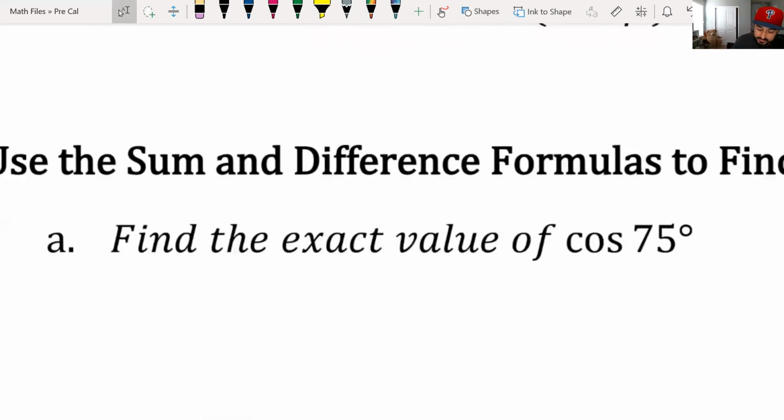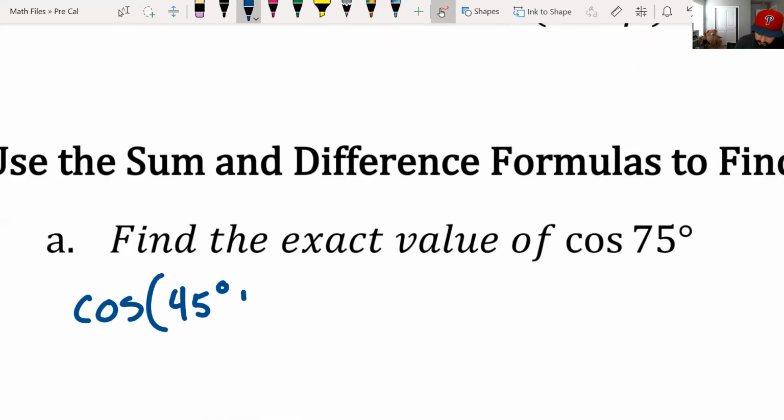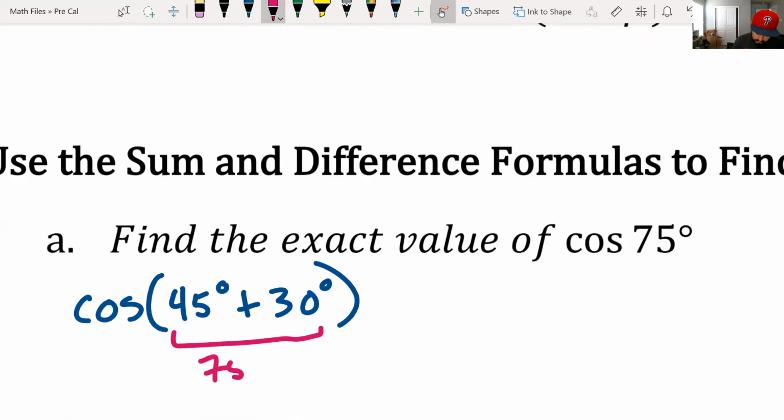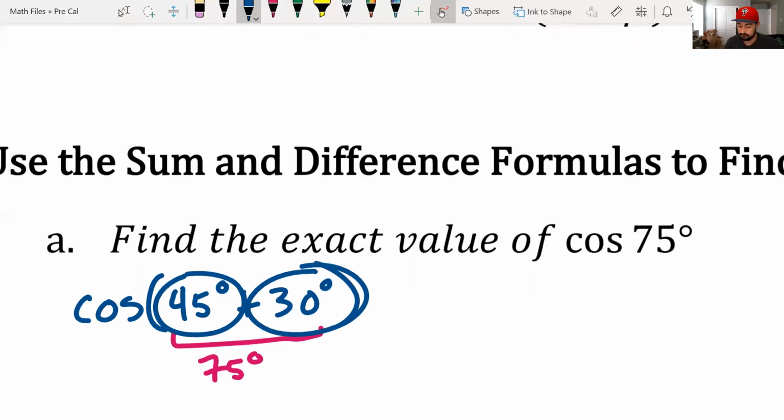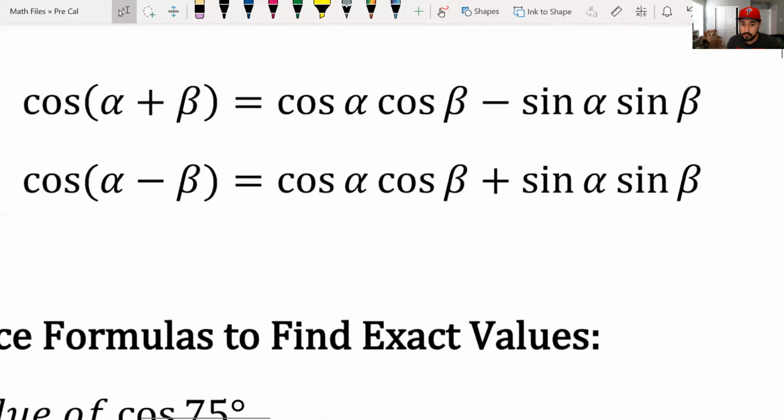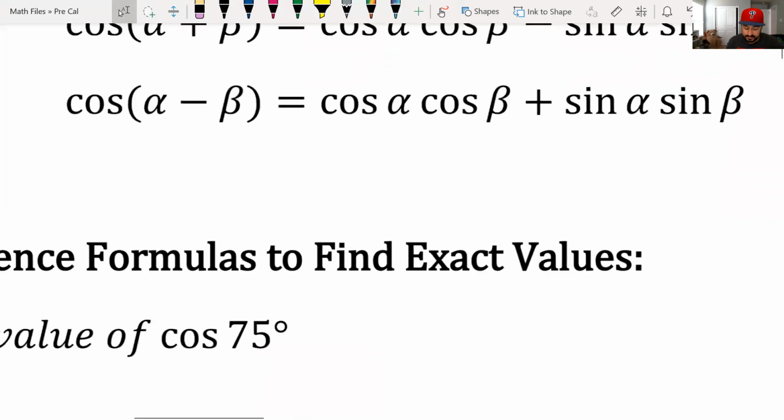So when I split 75 degrees up, it would be wise to split it up as the cosine of 45 degrees plus 30 degrees, because 45 plus 30 is 75 degrees. Now, my question to you is, is 45 degrees and is 30 degrees on the unit circle? And that answer is yes, which means we can now go ahead and use our sum formula for cosine: cosine alpha, cosine beta, minus sine alpha, sine beta.